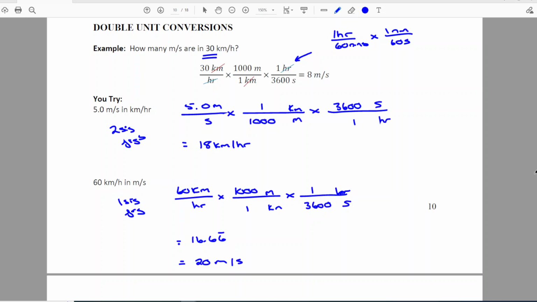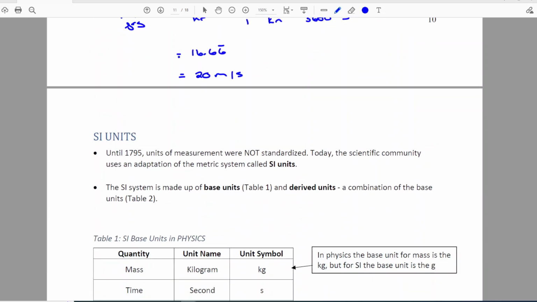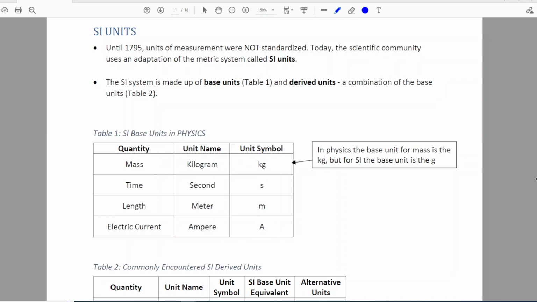So when you look at your worksheet, there's only questions up to here, but I just wanted to throw scientific System International units into this note as well. What it is that until 1795, the units of measurement were not standardized, and people could use sort of whatever they wanted to, including the imperial system. But then in 1795, we started standardizing, and today we use an adaptation of the metric system called the SI units.